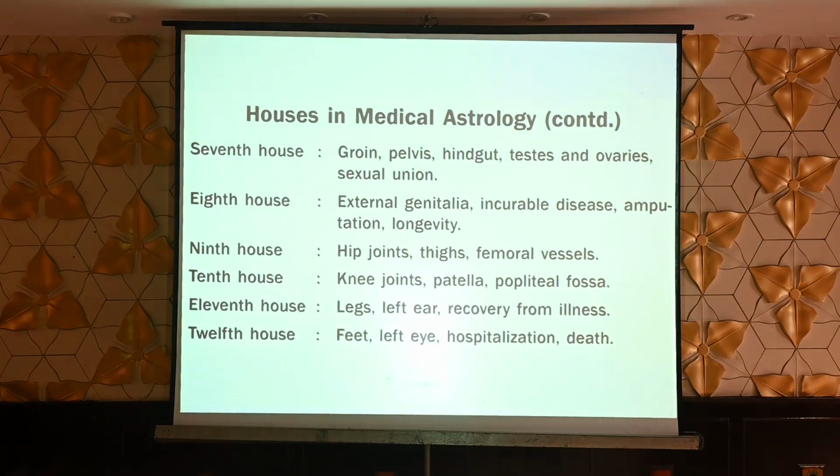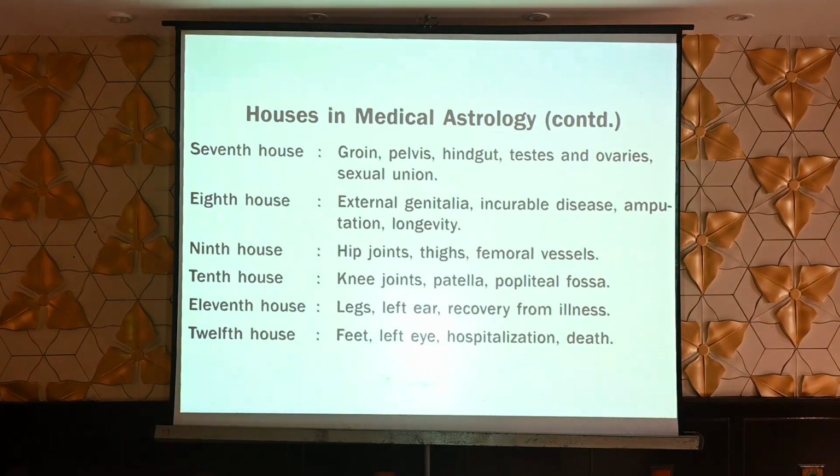Seventh is groin, pelvis, hindgut, which means the colon, rectum, etc. Testes and ovaries, and sexual union is also seventh house, and anything that can result from sexual union, that also is the seventh house. Eighth house is external genitalia also. As I told you, 6, 8, 12 bad.